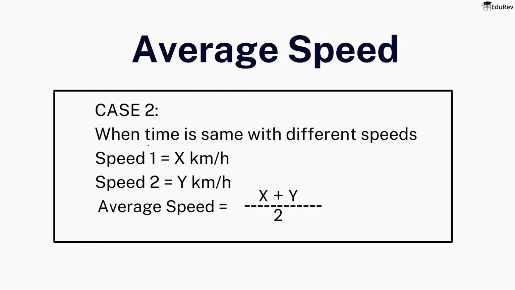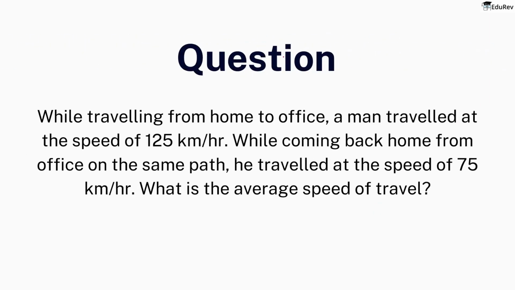Case 2. When time is same with different speeds. If we travel for a certain time with x kilometers per hour and then travel for same amount of time for y kilometers per hour, then we can simply write our average speed as x plus y upon 2 kilometers per hour. Let's solve some questions based on that. Question. While traveling from home to office, a man traveled at the speed of 125 kilometers per hour.